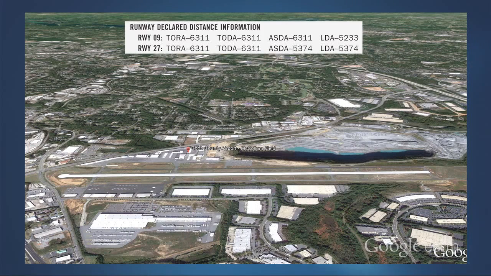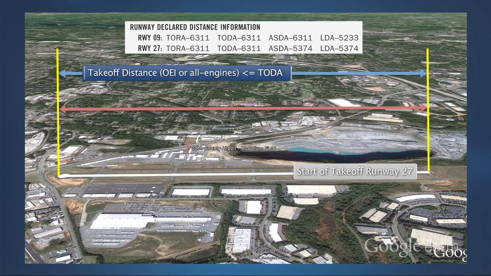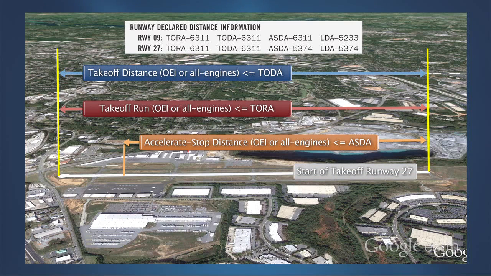A small number of business jets are furnished with unbalanced field takeoff data that allows for the independent calculation of takeoff distance, takeoff run, and accelerate stop distance. These airplanes can realize a takeoff weight advantage over an airplane that is limited to balanced field takeoff data by calculating an unbalanced V1 that may be higher or lower than the balanced value, depending on the declared distances available.